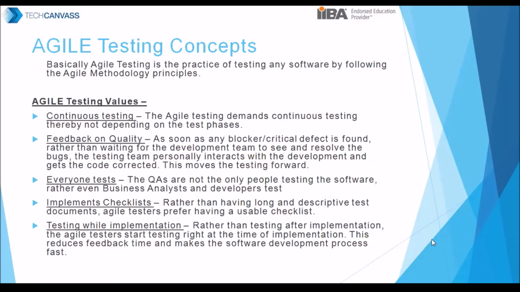Sometimes we are supposed to mention details about what bugs we have got, what kind of defects we have got. So these many documentations we need to maintain in QA. But since we are following Agile, we do not go for long and descriptive test documents. Here again we are using checklists which are reusable.